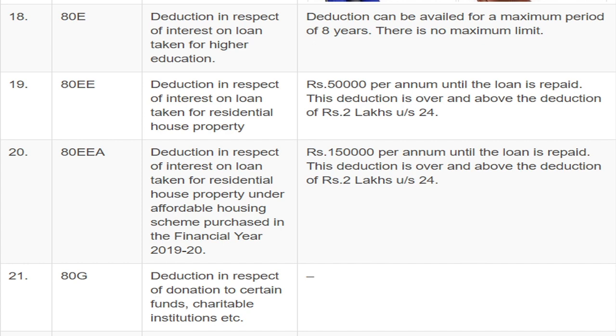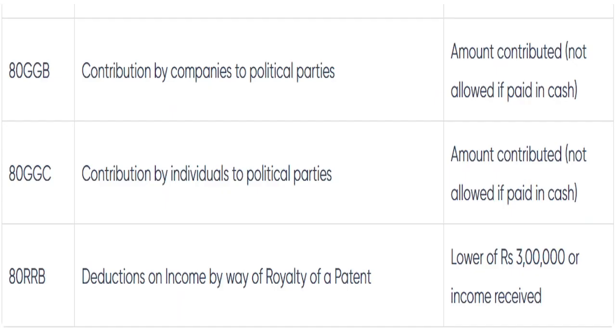If anyone has taken an education loan for their parent, their children, or for himself, the interest paid you can claim. So 80EE is deduction in respect of interest on loan taken for residential property. So like 50,000, as you know, under section 24, we are claiming 2 lakh interest portion. This is an additional 50,000 you can claim. 80EEA is additionally 1,50,000 you can claim. 80G is deduction in respect of donation.